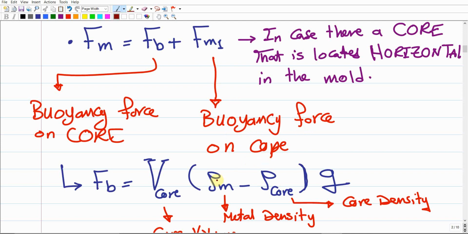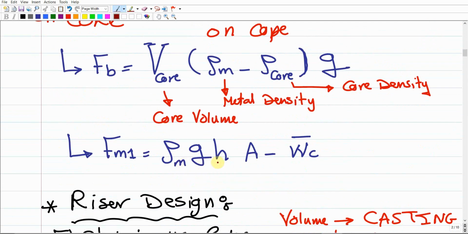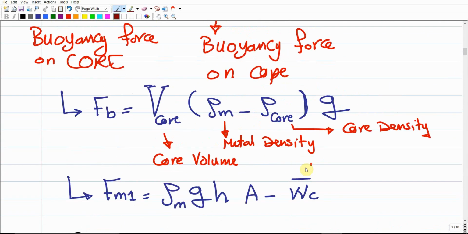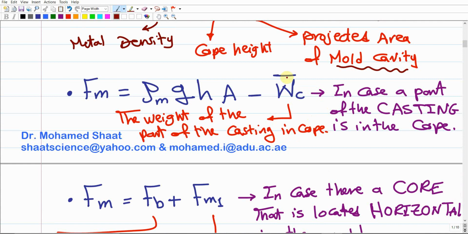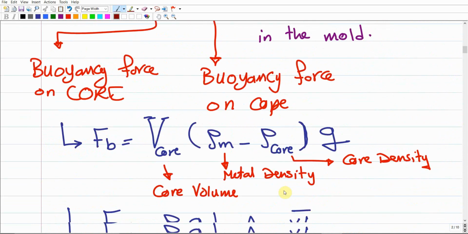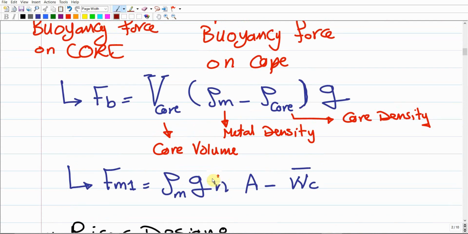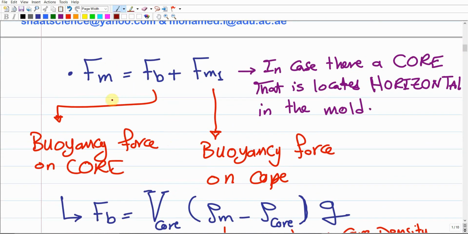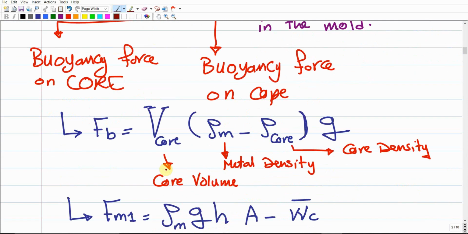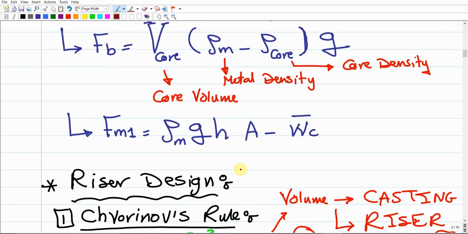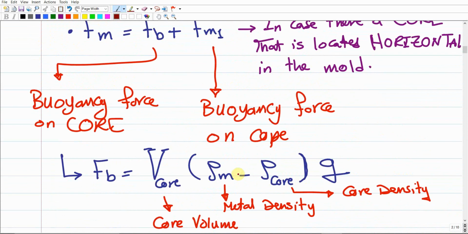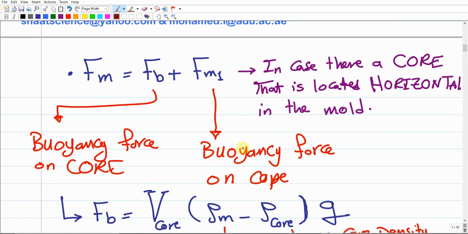This one is going to be considered as rho g H A minus Wc bar, where c stands for casting. This is again the portion of the molten metal of the casting that is located in the cope, which should be subtracted from the total buoyancy force here. If we add these together, we end up with the total buoyancy force acting on the interface at the cope and the drag, in other words the total pushing force due to the buoyancy of the metal acting on the cope.